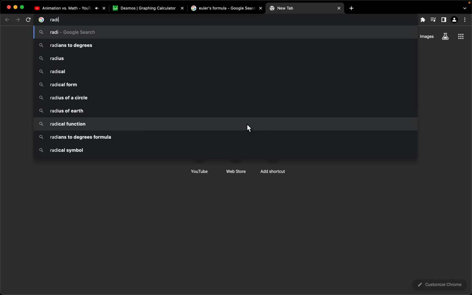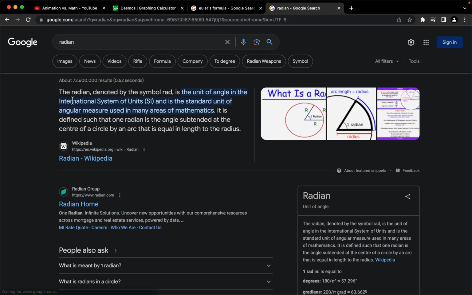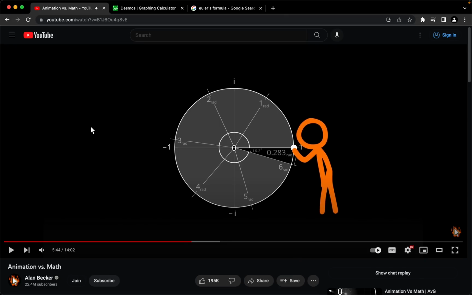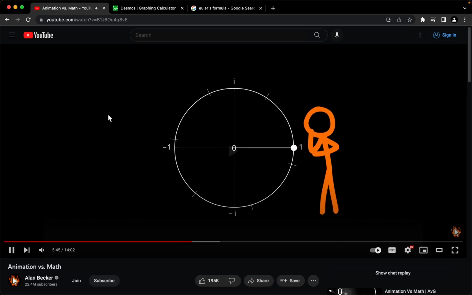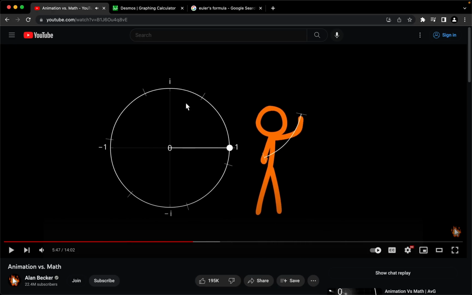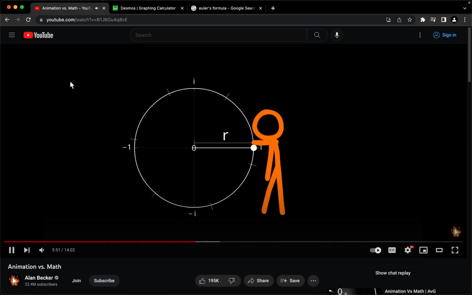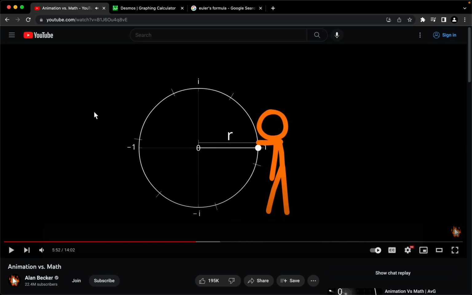So radians, let's look at the definition. Yeah, this is the definition of a radian. You can look at that on your own time. But then it turns out you need 2 pi radians to cover the entire circle. So I was like, okay, let's take this 1 radian arc, or 1 radian sector, I guess. And it has a length of 1 because that's by the definition of a radian.